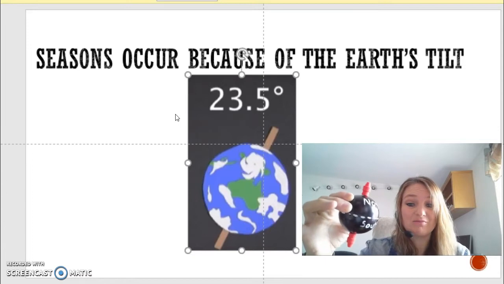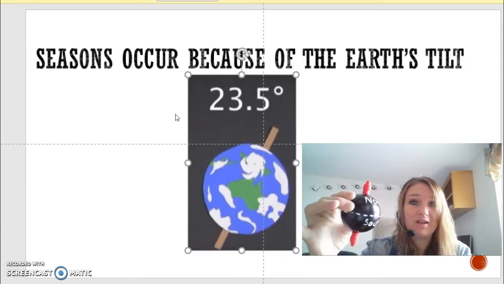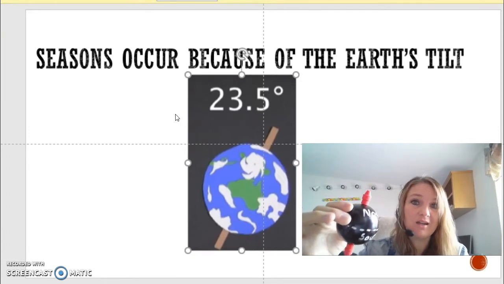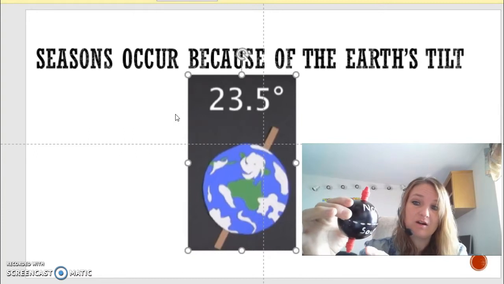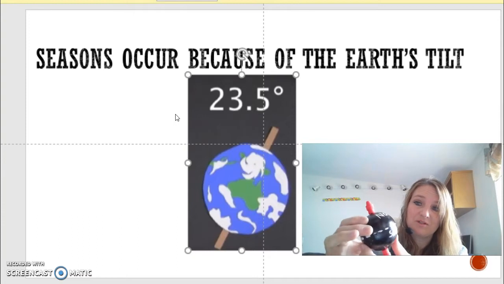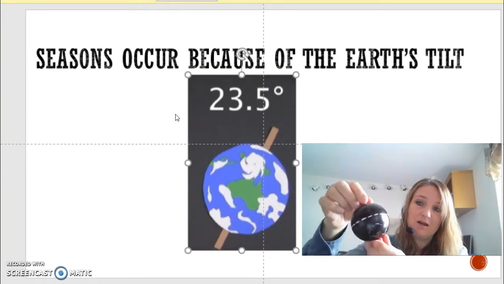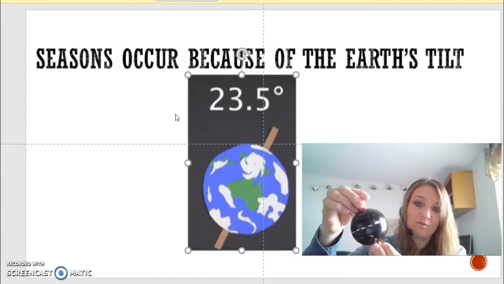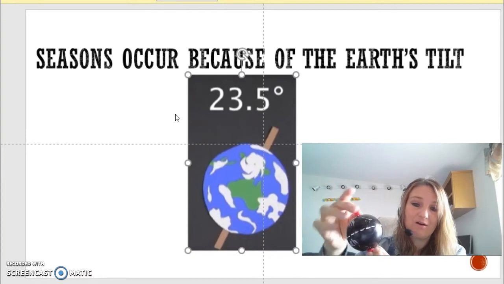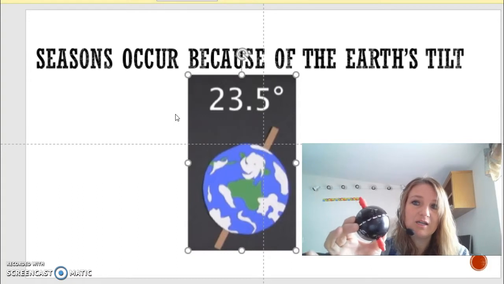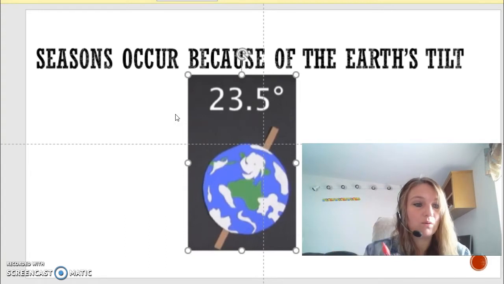Okay, and so that's the real reason why we have seasons: the tilt of the Earth's axis and how much sun is hitting the northern hemisphere and the southern hemisphere. So that's pretty cool. And we also have to remember that the Earth is spinning this way on its axis, and it's causing night and day as it turns. And so it's the tilt of the Earth and how much sun is actually hitting the northern and southern parts of the Earth that makes it hot or cold.